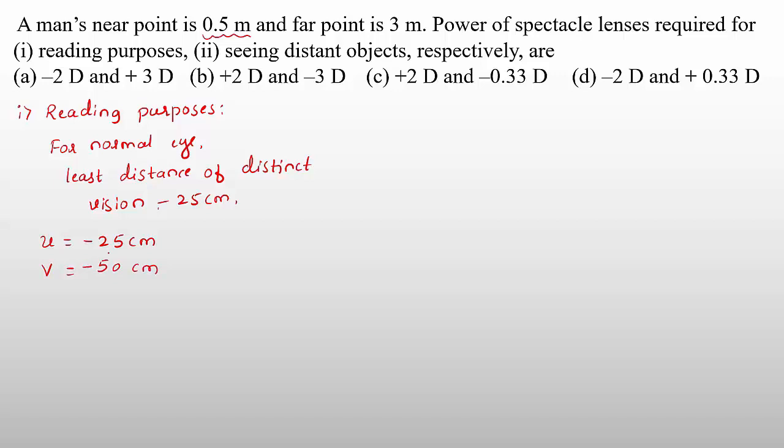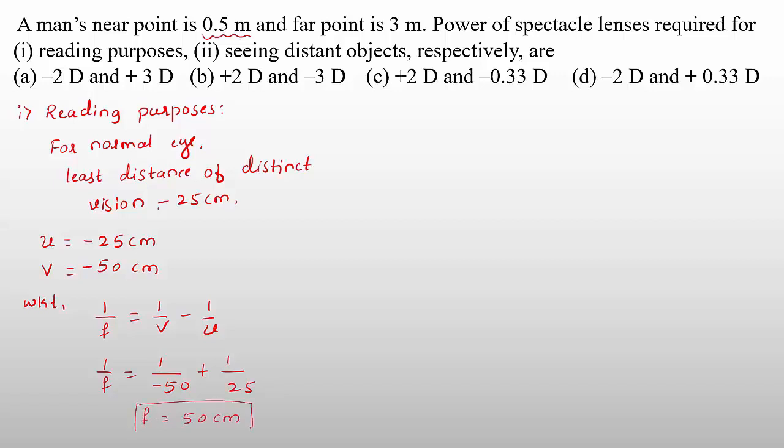Again I am going to write minus, because according to the Cartesian sign convention, if the directions are opposite to the incident ray, then we can write it as negative, right? Then using the thin lens formula, we know that 1 by f equal to 1 by v minus 1 divided by u. Substitute all the values. 1 divided by f equal to 1 divided by minus 50, minus into minus will be plus, 1 divided by 25. So we got focal length as 50 centimeter.